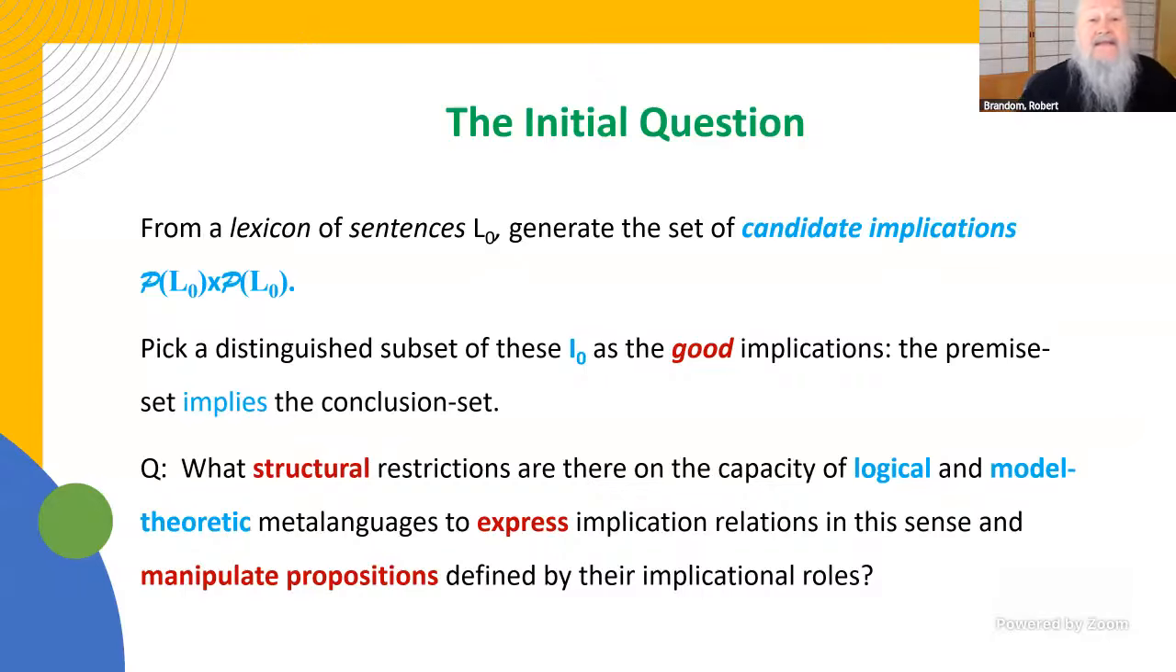Okay, well, that's the second technical result that I wanted to report in the context of why I care about it. Our initial question was, if we generate from some lexicon of sentences the candidate implications, the cross product of the power set of the lexicon with itself, pick a distinguished set of those as the good implications, where the premise set really implies, gives good reasons for the conclusion set. And we asked, well, what structural restrictions are there on the capacity of logical and model theoretic meta-languages to express implication relations in this sense and manipulate propositions that are defined by their implicational roles?